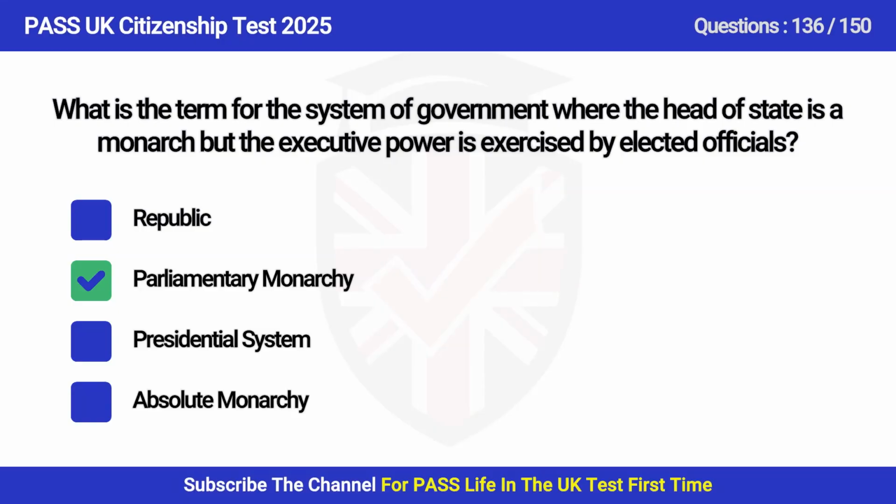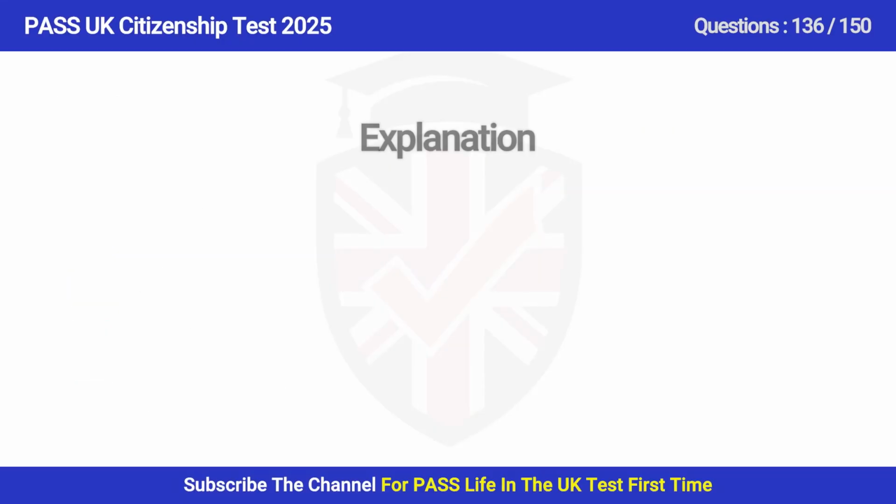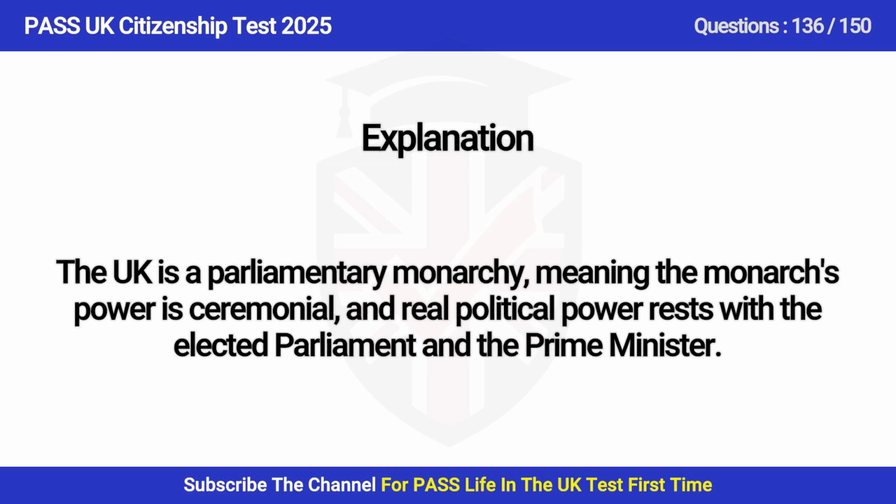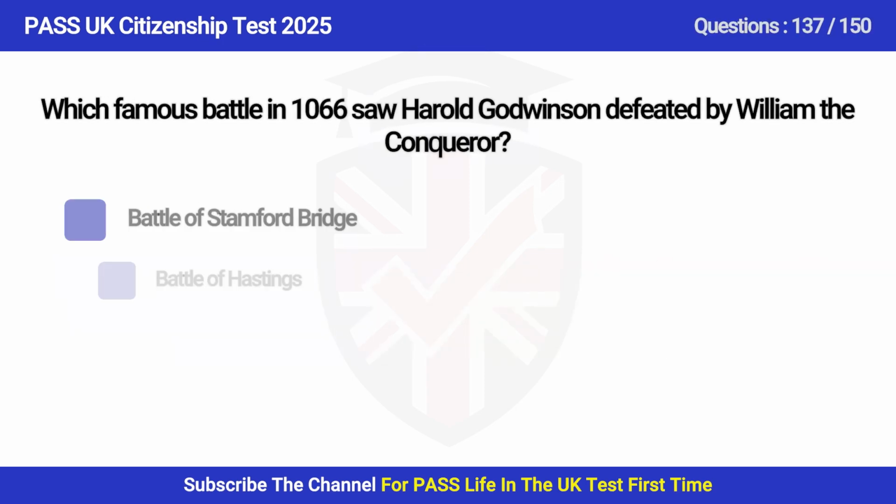Answer is B. Parliamentary monarchy. The UK is a parliamentary monarchy, meaning the monarch's power is ceremonial, and real political power rests with the elected parliament and the prime minister. Question 137.